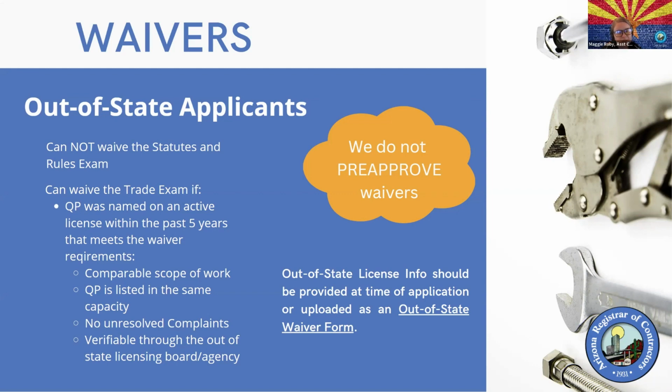Your out-of-state license information should be provided at the time of your application. So if you are submitting it through the portal, it will give you a required field if you're opting to waive with an out-of-state license, and you will need to provide us with your out-of-state license information. If you are submitting by mail or in person, you can include that out-of-state waiver form as well.